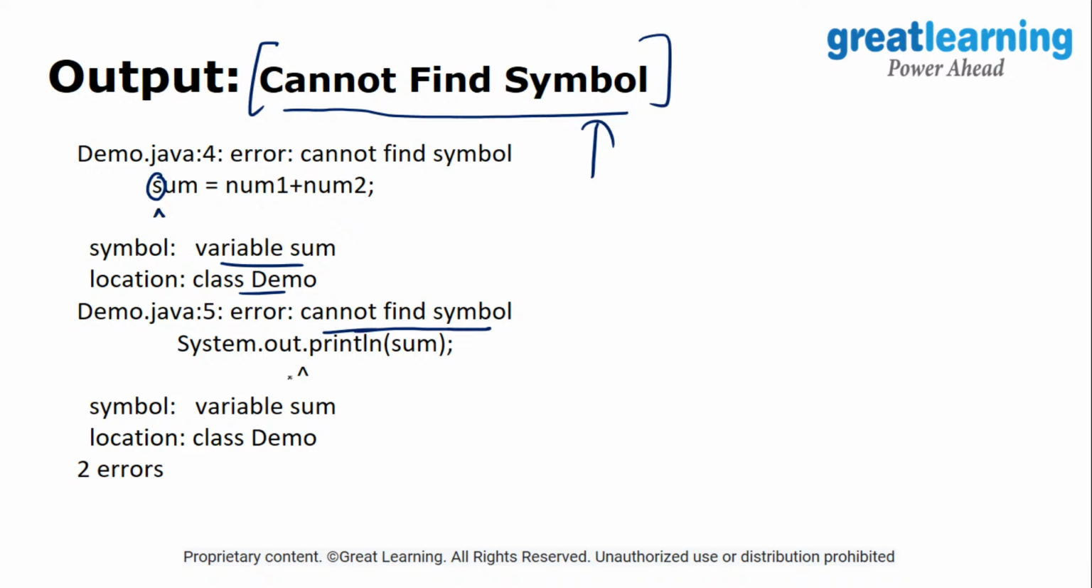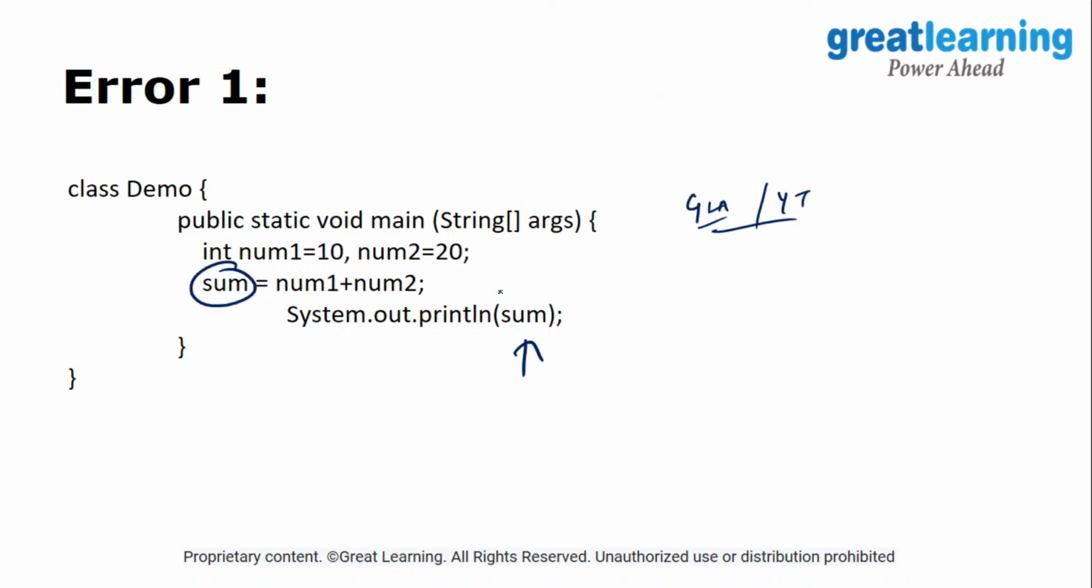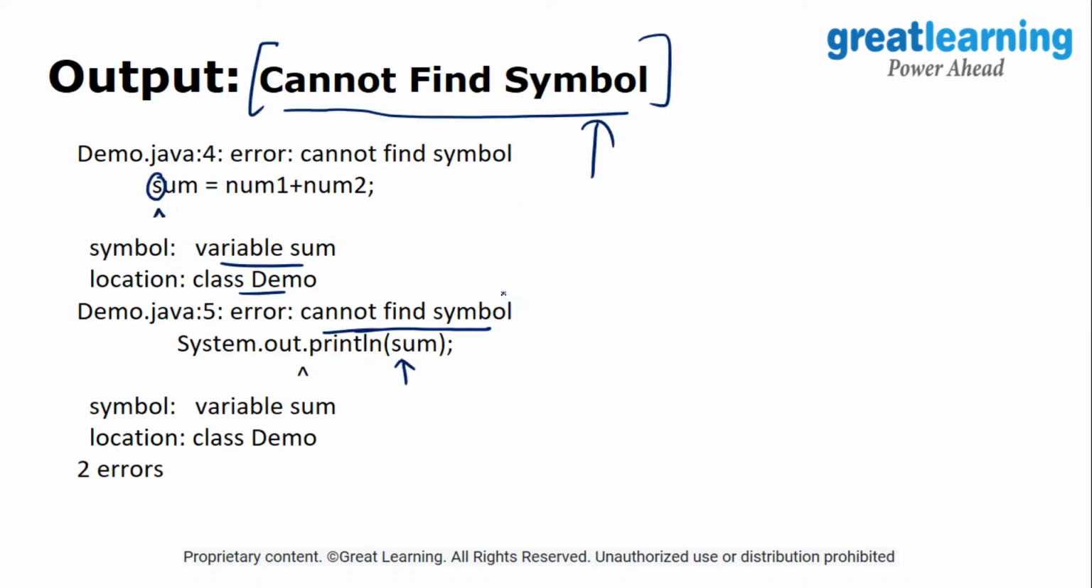We cannot find this symbol, and this error also occurs when you are trying to print this. Then also it will throw you an error. Okay, you're again using this, so this gives you two errors, right? One is here and one is here. That is why you get two errors, because this sum is not declared.